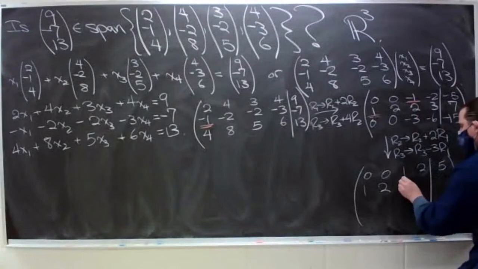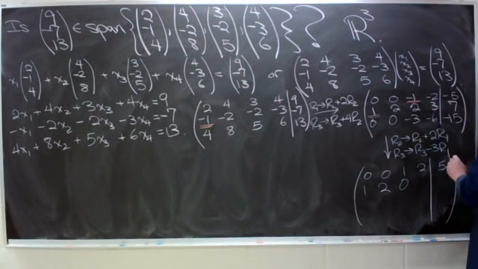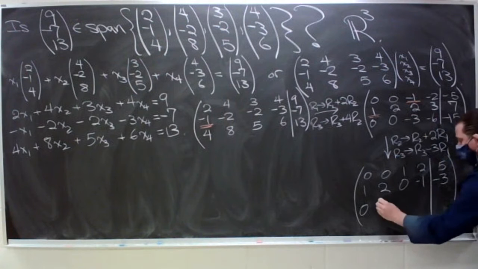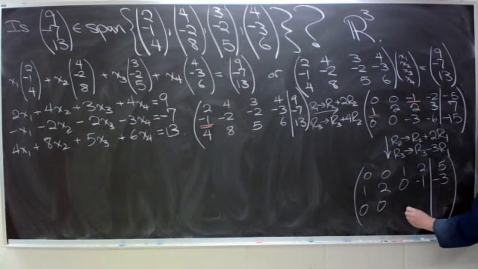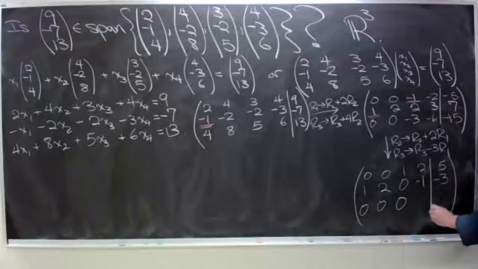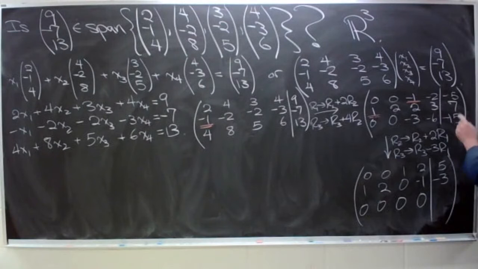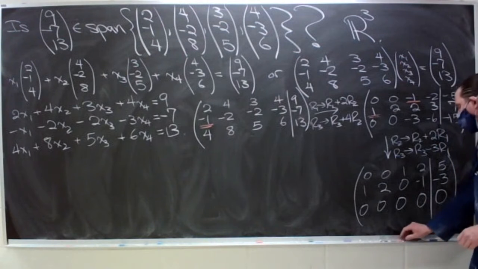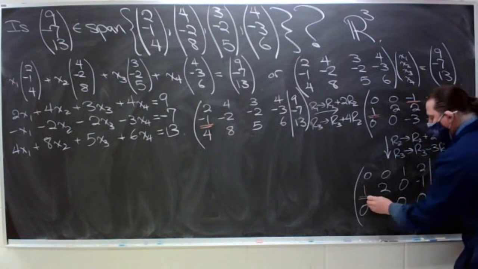Row 2 plus 2 row 1. Row 3 minus 3 row 1. All right, now let's look at what happened here.